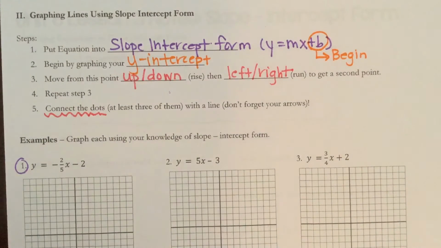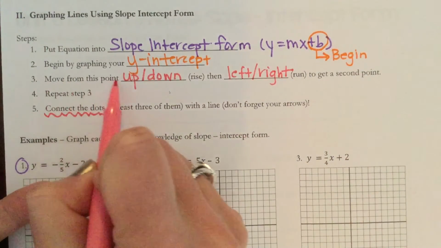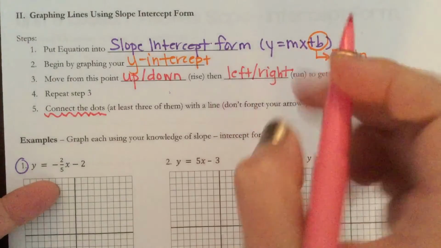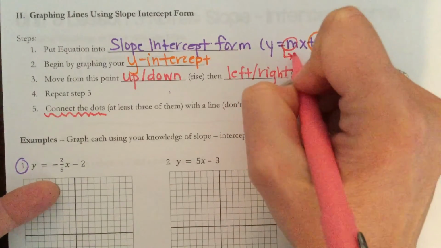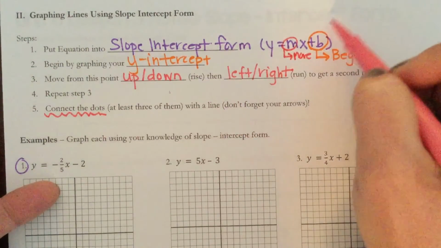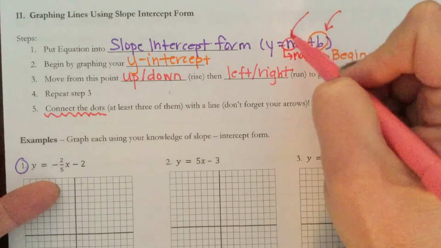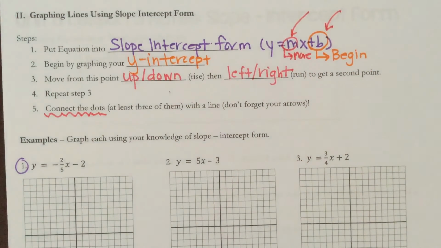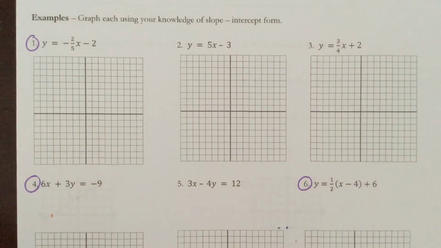Okay. Just going back to this real quick, I think of the M. Remember, we're going to move with our slope, our rise and our run. So I think of this M as the word move. So I'm going to begin with my y-intercept, and I'm going to move from that point using my slope. I've got 3 examples for you.